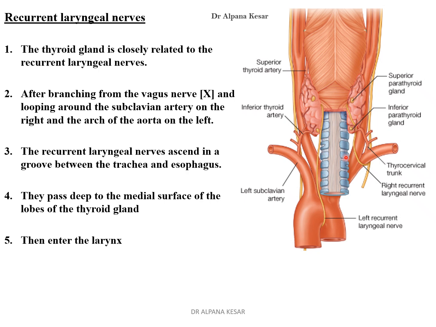The recurrent laryngeal nerves ascend in the groove between trachea and esophagus. This is trachea and this is the esophagus which has been cut to expose the trachea and the recurrent laryngeal nerves. Thereafter, the recurrent laryngeal nerve passes medial to the thyroid gland, related to the medial surface of the thyroid gland, and then it enters larynx.